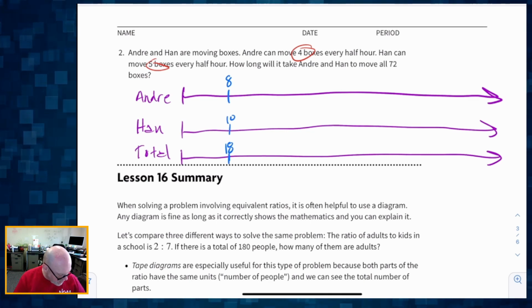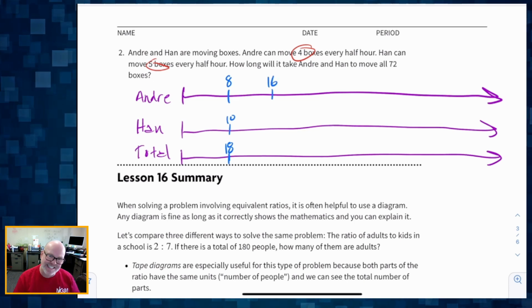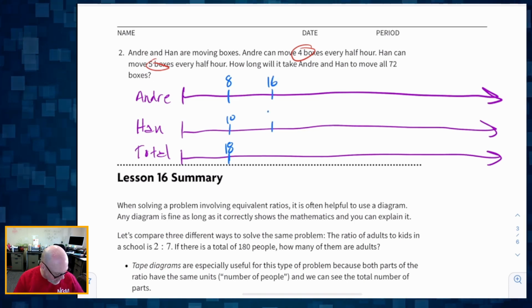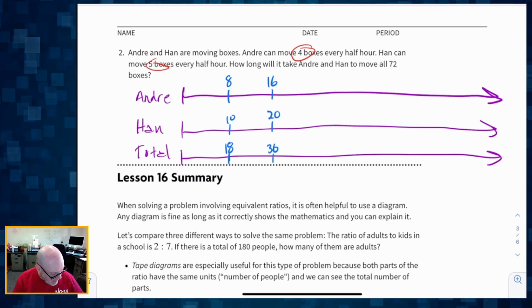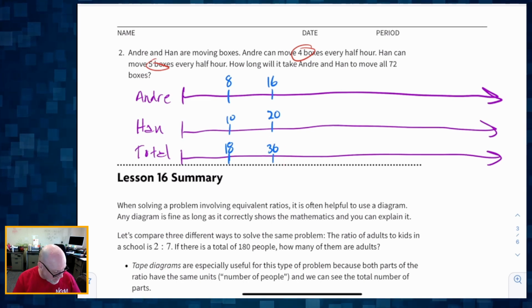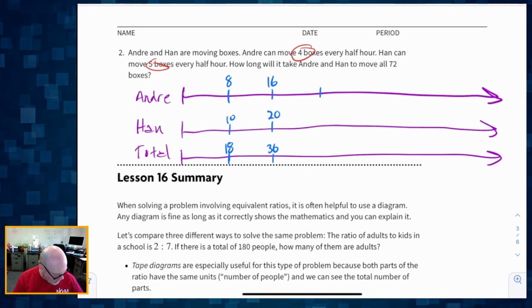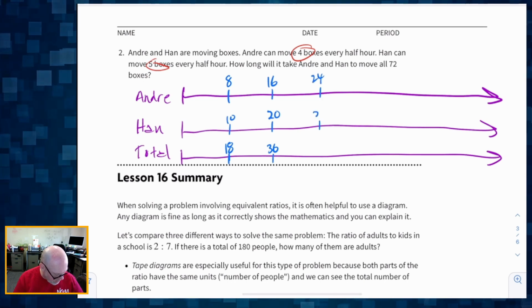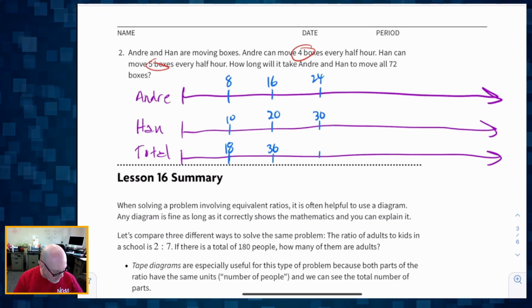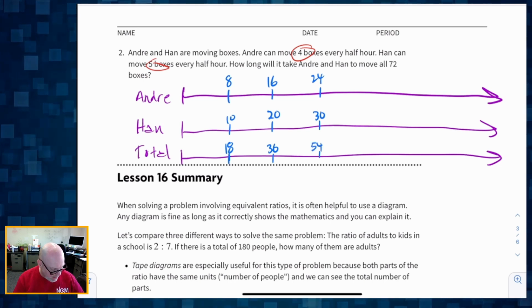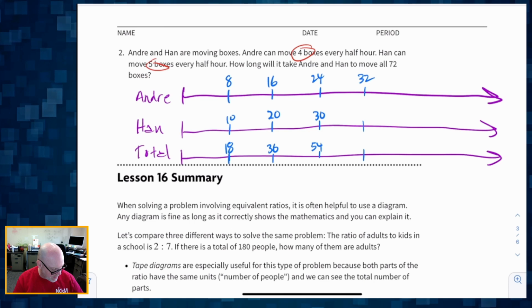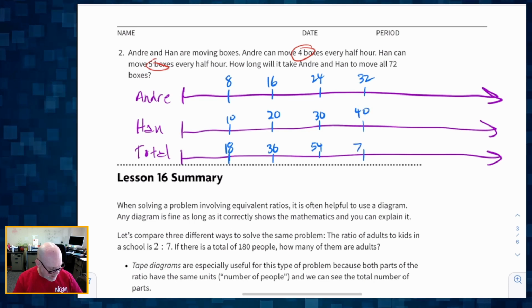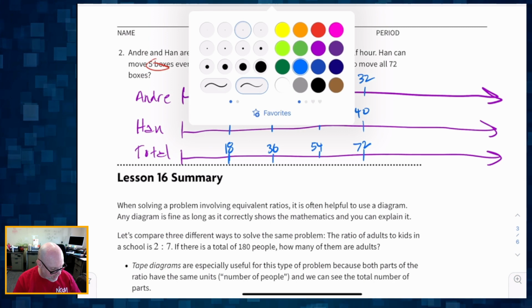And then if Andre does another 8, so that's 16, that means Han will do another 10, which makes it 20, and that gives us 36. And I'm going until I get 72. So I'm not there yet. So let's do another hour for Andre. So he's up to 24. Han is up to 30. That means we are up to 54 total. And we're not quite there, so let's do another one. So that's 32 for Andre, 40 for Han, and 72 for the total.